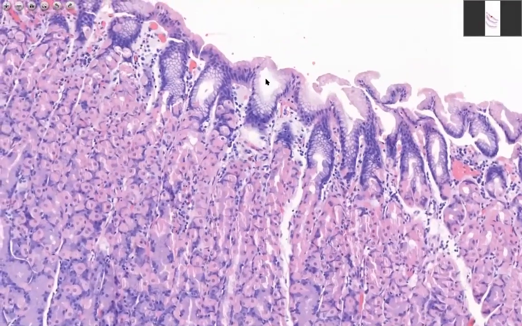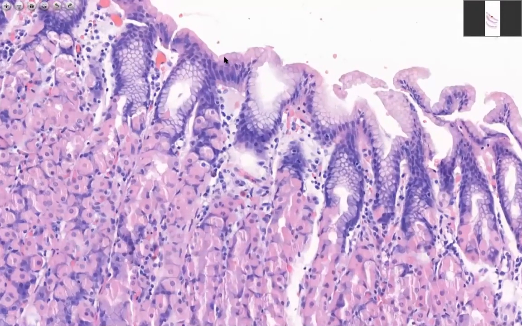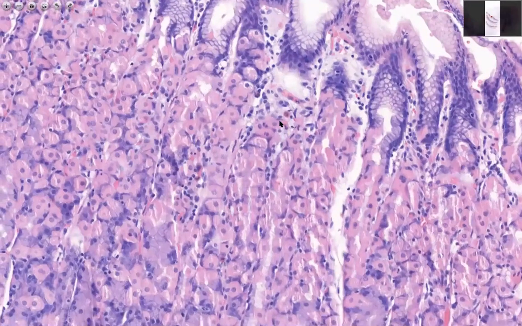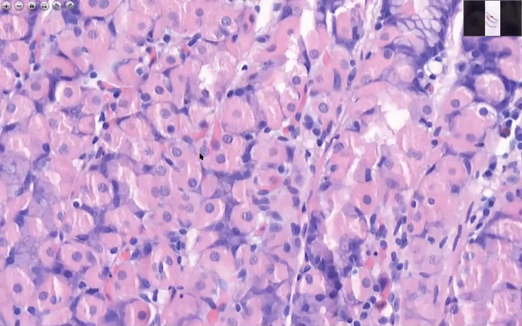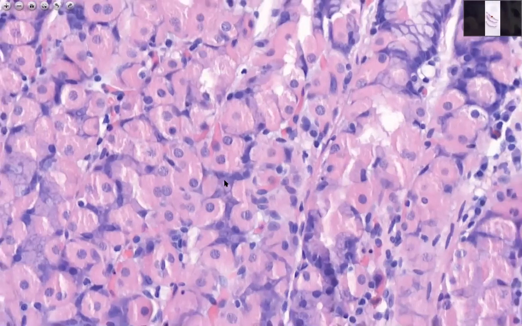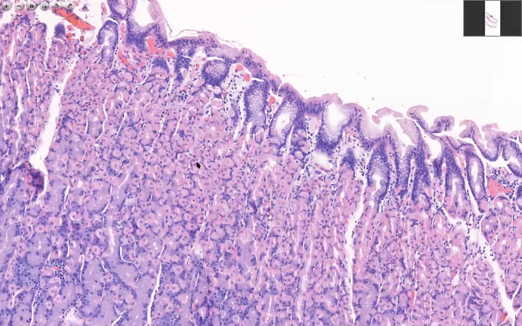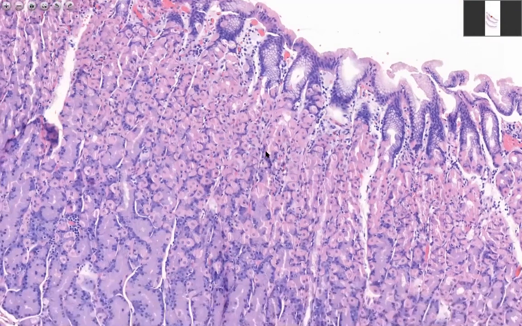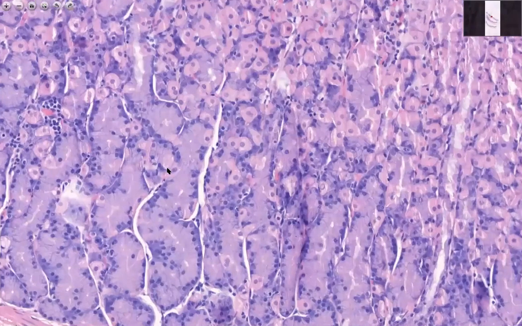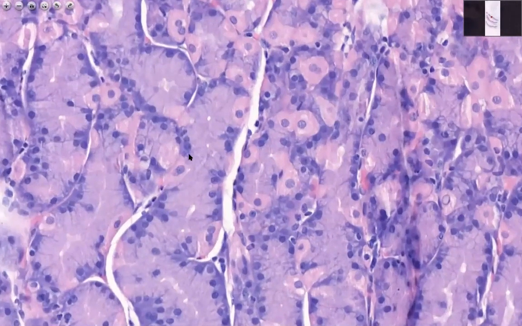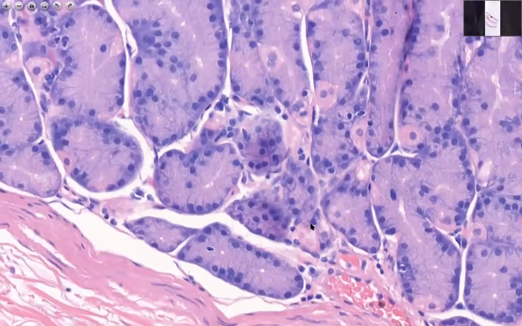So again, the surface epithelium, also known as foveolar epithelium, is the simple mucinous columnar cells. Beneath that, we have these very pink cells, and these are the parietal cells, which are responsible for secreting acid and intrinsic factor. They have very small round nuclei with very abundant pink cytoplasm, and there's a greater proportion of them in the superficial layer of the glands. As we get deeper down, we can see a greater proportion of these darker blue purplish cells, and these are the chief cells that are responsible for secreting pepsinogen, another proenzyme that helps in digestion.